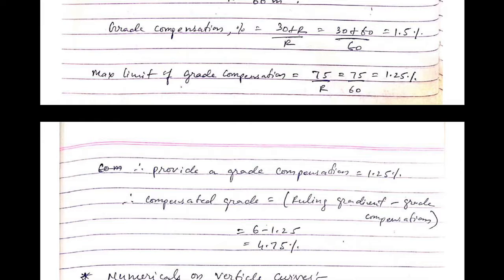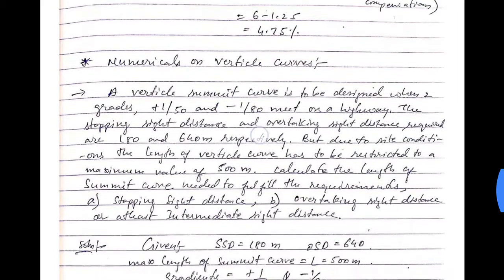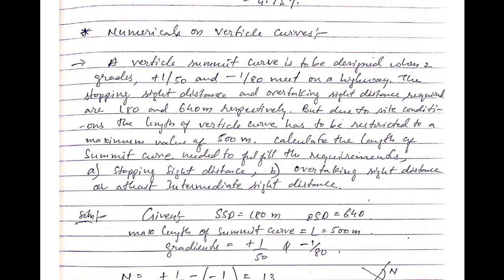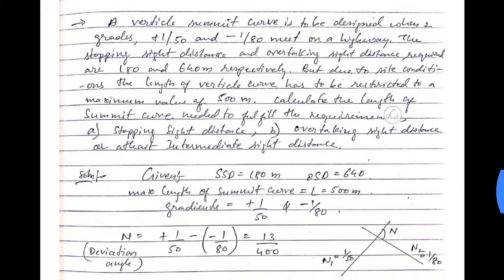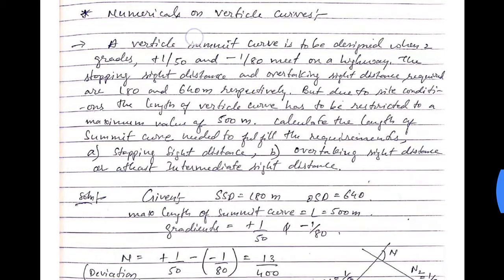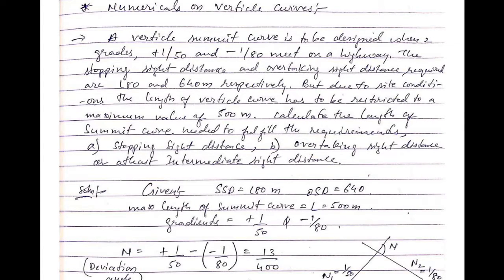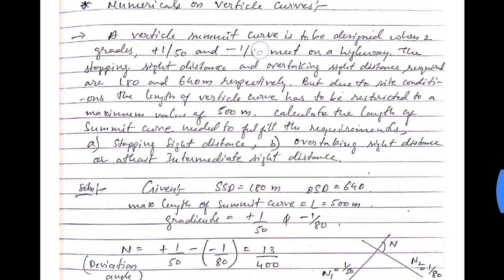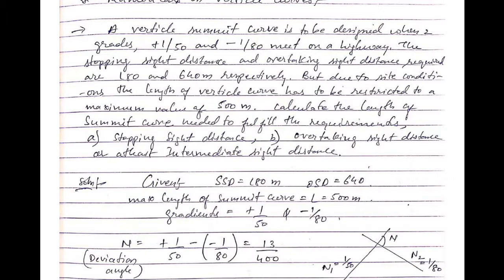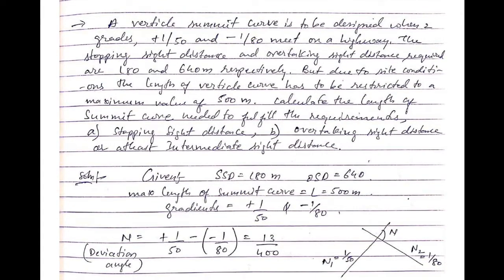Okay, we'll now move to the next question, that is numerical on vertical curves. So this first numerical is on summit curve. The question is as follows. A vertical summit curve is to be designed when two grades, plus 1 by 50 and minus 1 by 80, meet on a highway. So this is a positive gradient and this is a negative gradient.